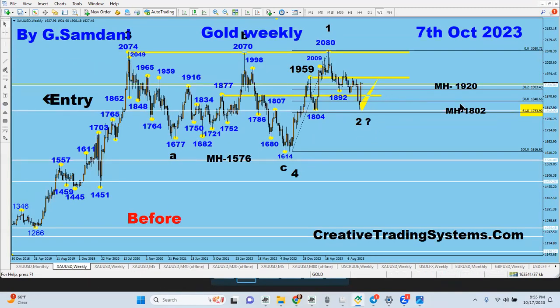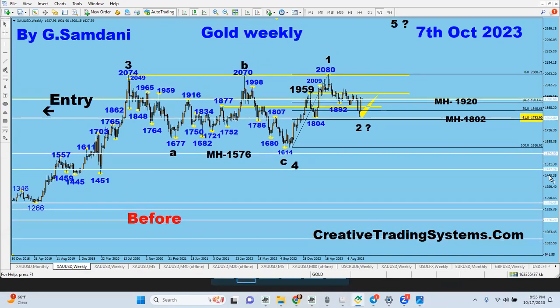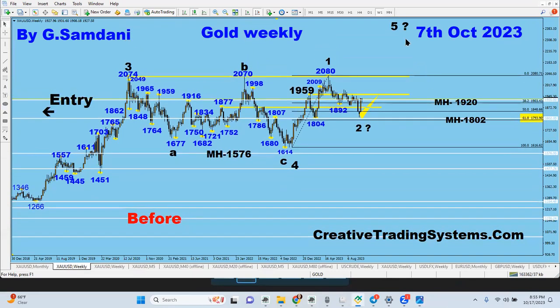If we can stay above 1920, we will go back to 1959, break that, then 1998, 65, all of these numbers one by one, and then finally 2070, break that, and we will be able to go towards this wave 5. All right. So I would say that this is wave 1, 2, followed by wave 3, 4, 5, whatever. But right now we are going to the upside. Maybe it is for wave 3. All right. So this is it for now.